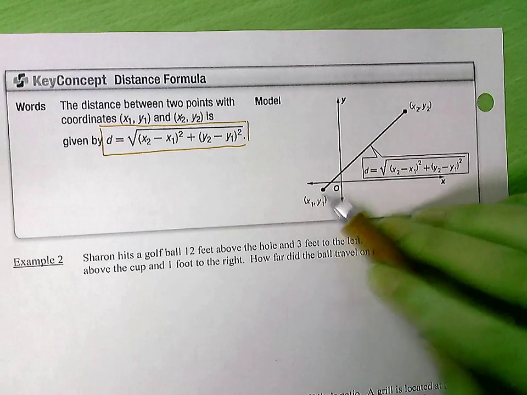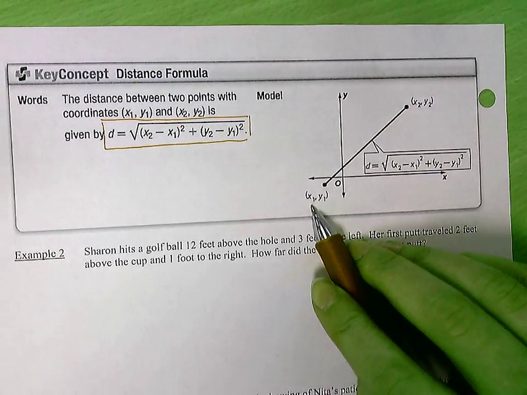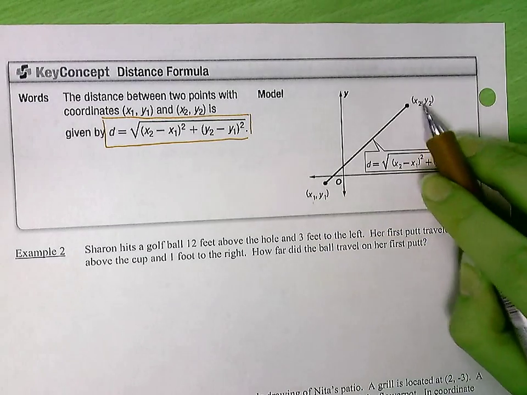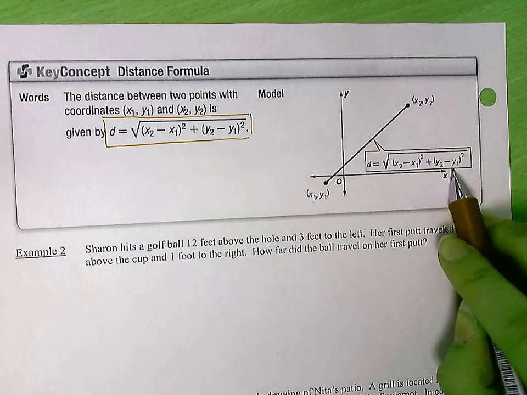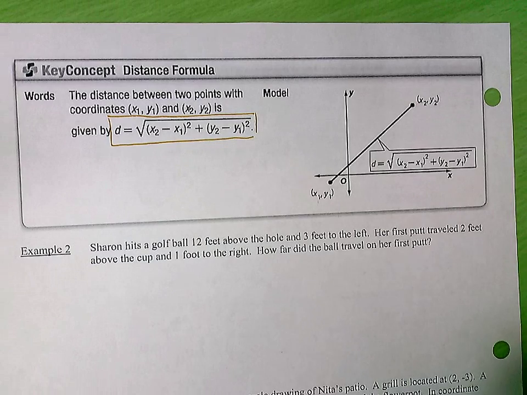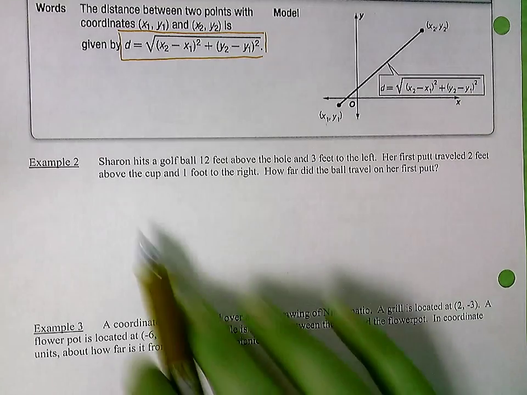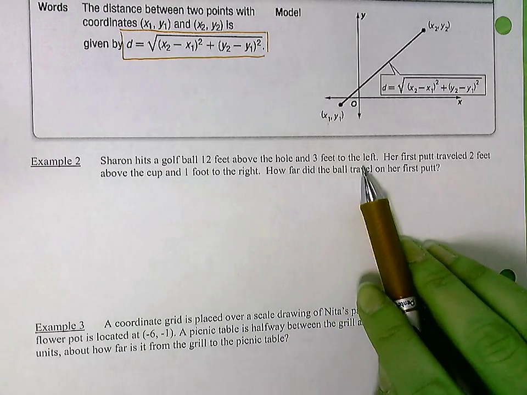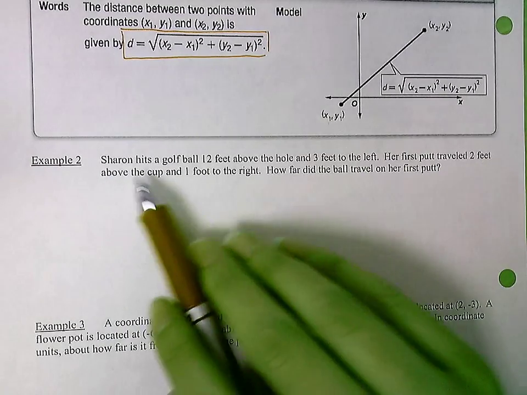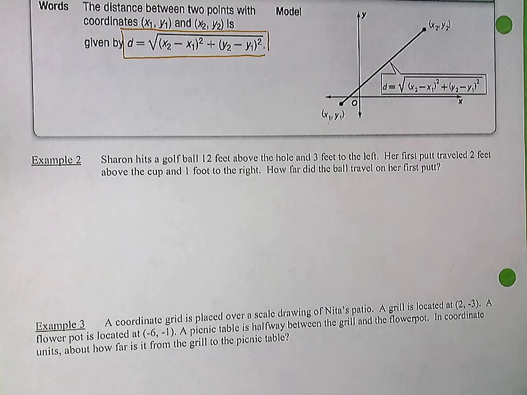Now you'll be given 2 points to find the distance between on your coordinate plane. One point will be labeled x sub 1, y sub 1. The other point will be labeled x sub 2, y sub 2. Then you can just plug those numbers into that formula, just like we did with the midpoint. If I look at example 2, Sharon hits a golf ball 12 feet above the hole and 3 feet to the left. Her first putt traveled 2 feet above the cup and 1 foot to the right. We want to see how far the ball traveled on her first putt.